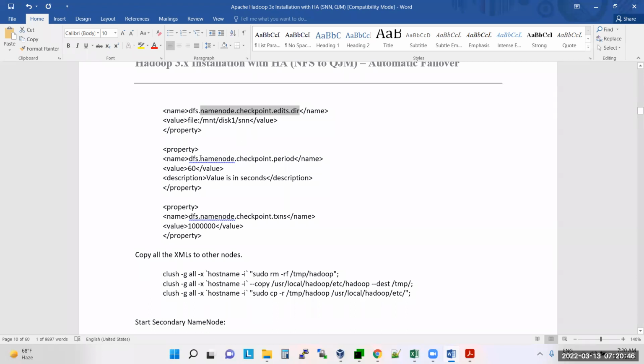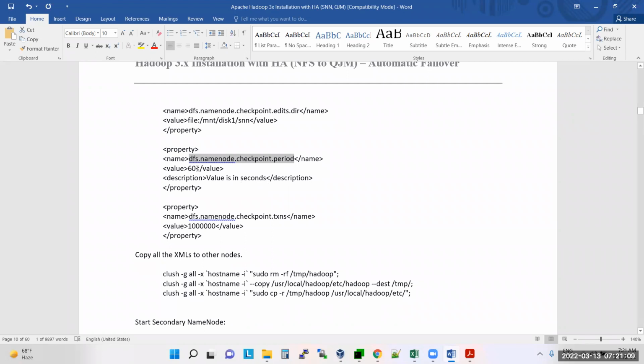Now the second part is how frequently the checkpoint should be performed. How frequently will this checkpoint happen, guys? Normally every 1 hour. So every 1 hour means, if I start the secondary node, only after 1 hour it will perform the checkpoint.